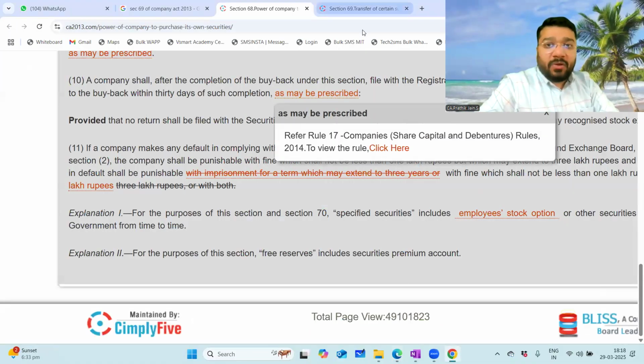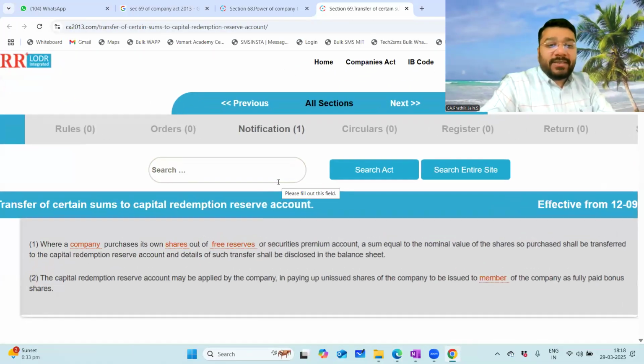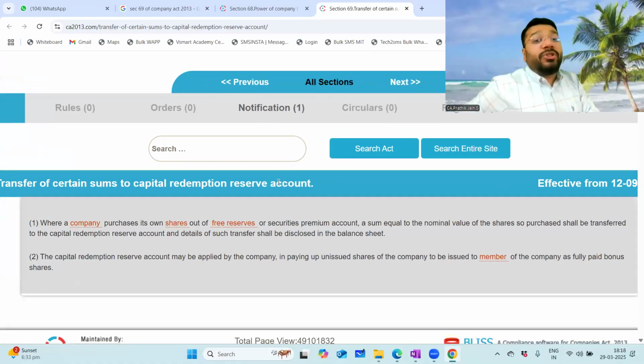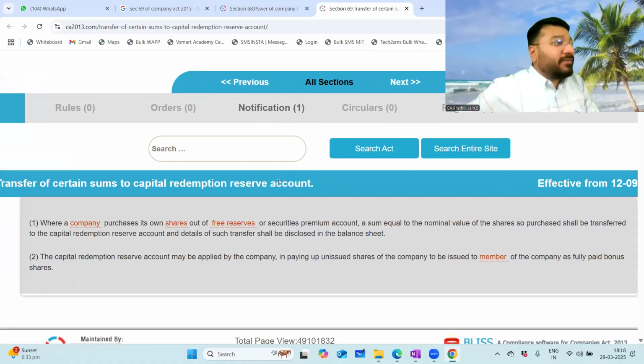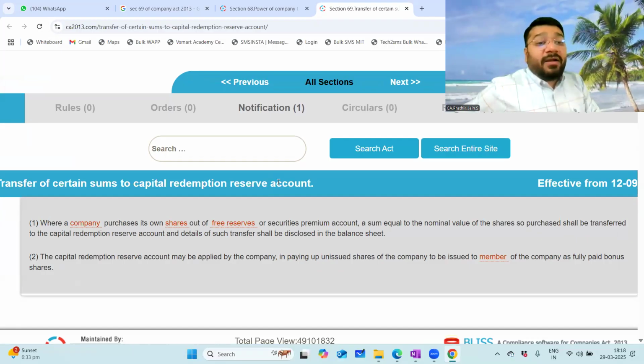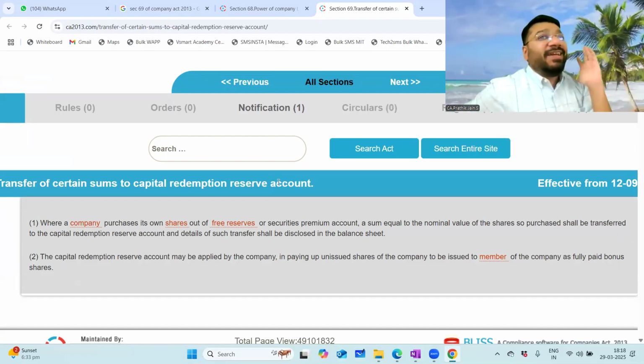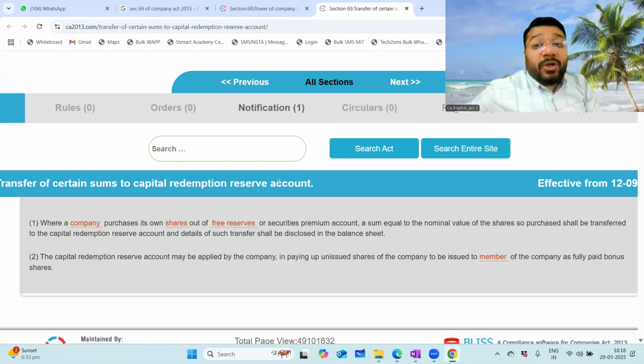Yes, sir. Now, section 69. What is section 69? Where a company purchases its own share out of free reserves or security premium. Purchase its own share means what? Buyback. How did they write security premium here? Because of section 68.